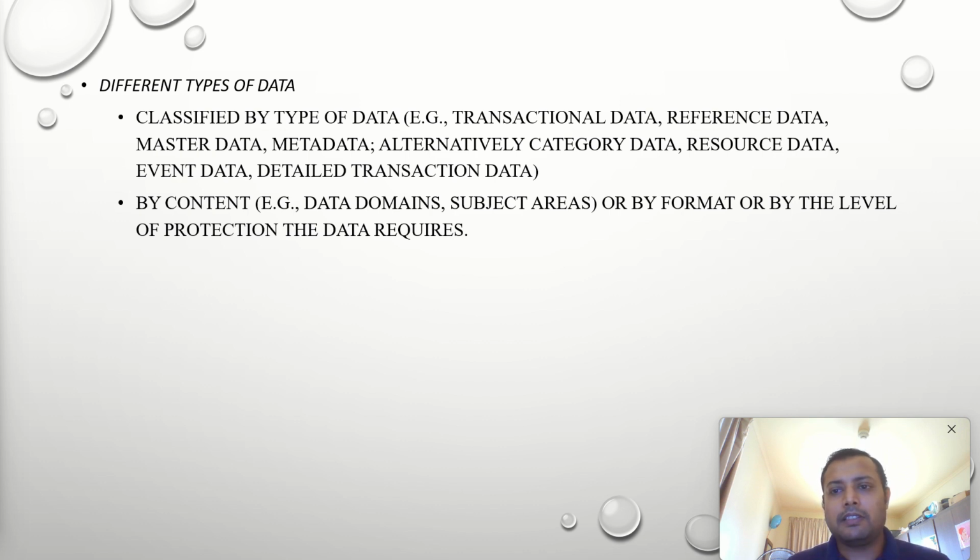Now, any management system needs to classify these objects that are being managed, and it could be classified based on the type of the data that you have, whether it could be transactional data, reference data, master data, metadata. Also, it could be based on the category data, the resource data, event data, the transactional data, or it could be with respect to the content. Let's say, for example, the data domains, the subject areas, or by format or the level of protection that the data requires. Now, data could also be classified by how and where it is being stored or accessed.